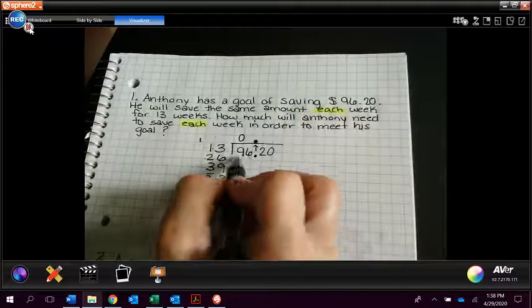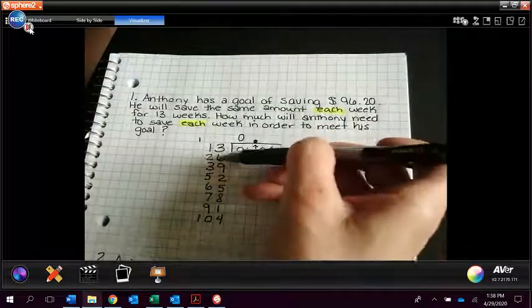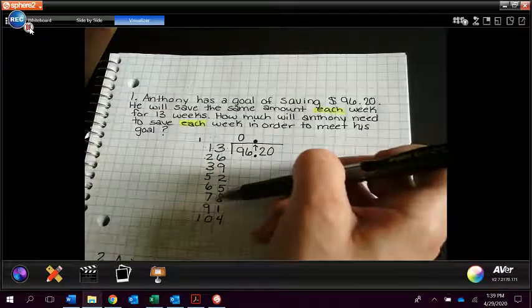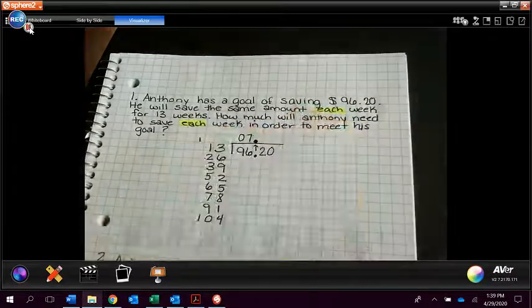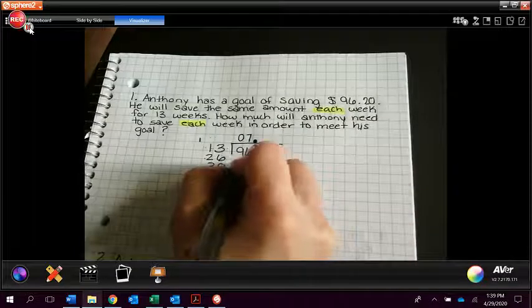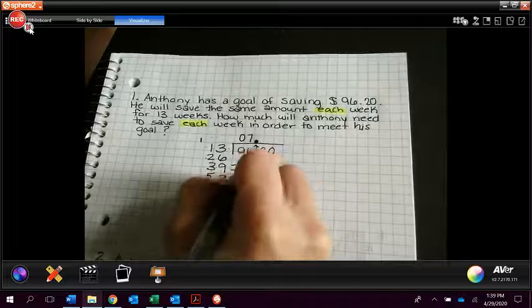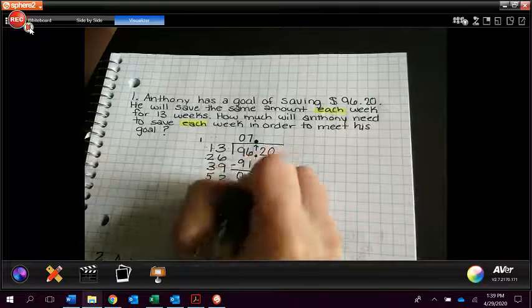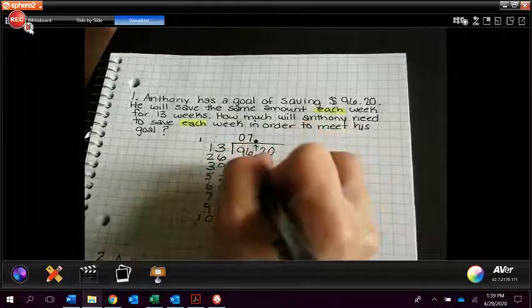But now we're going to do this together. 13 goes into 96, we're going to count 1, 2, 3, 4, 5, 6, 7 times. 7 times. And we know that 13 times 7 gives me 91. I'm going to subtract. This is 5. And I'm going to bring my 2 down.